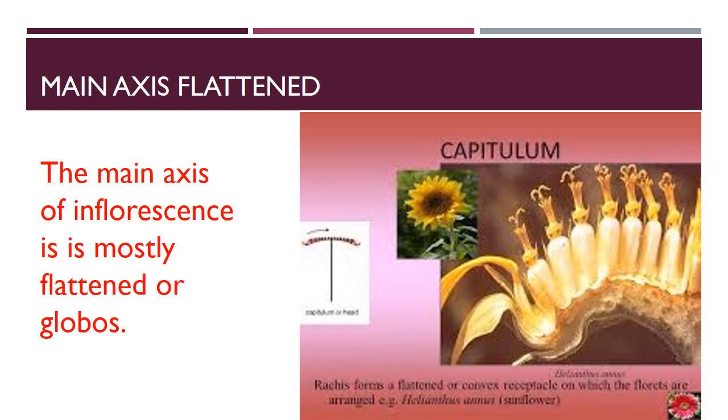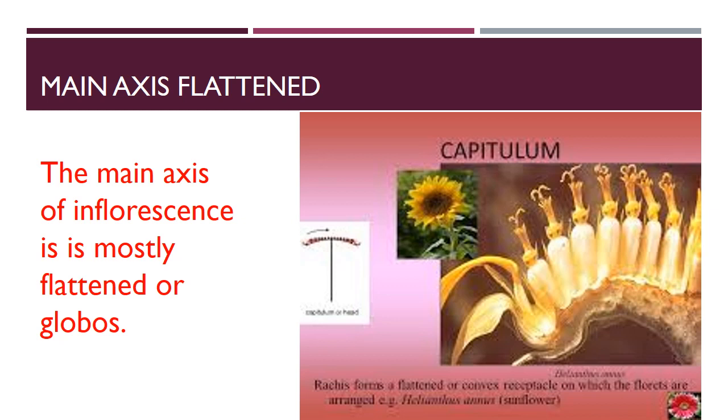Main axis flattened is also one of the types of racemose. What is that? The main axis of the inflorescence is mostly flattened or globose. We already know these are divided based on growth pattern. So here, main axis flattened is nothing but the inflorescence being mostly flattened or globose. This is the best explanation of main axis flattened.